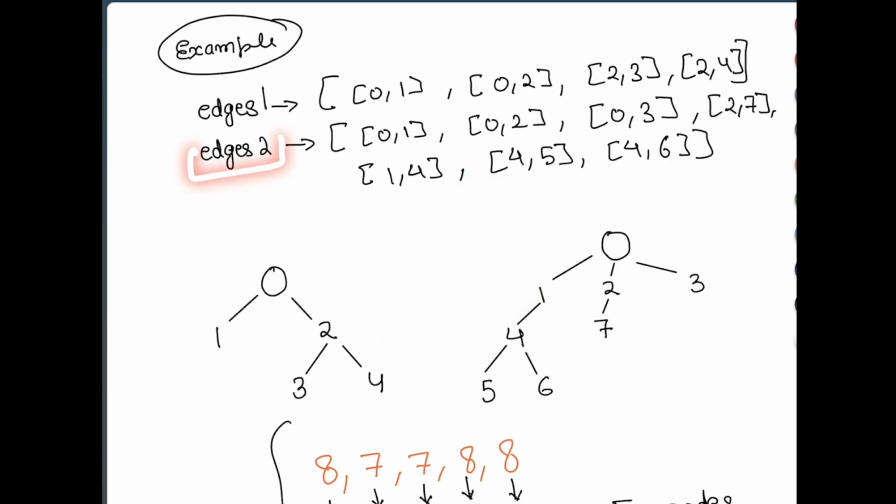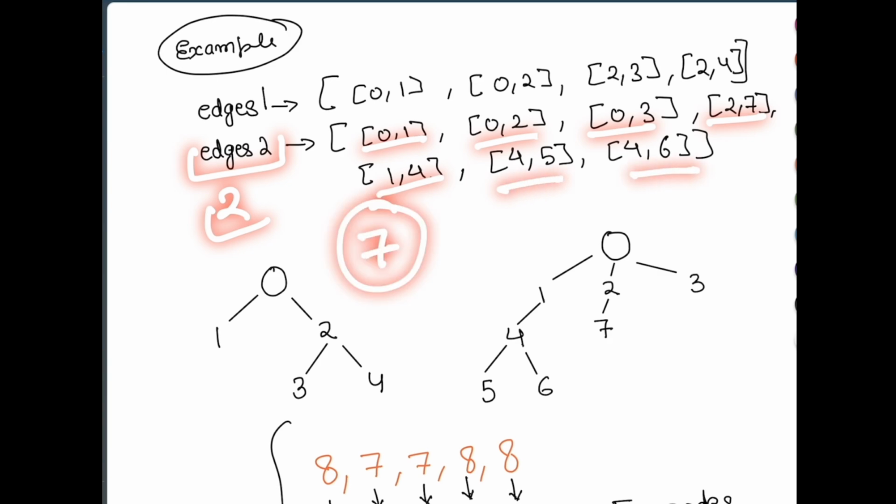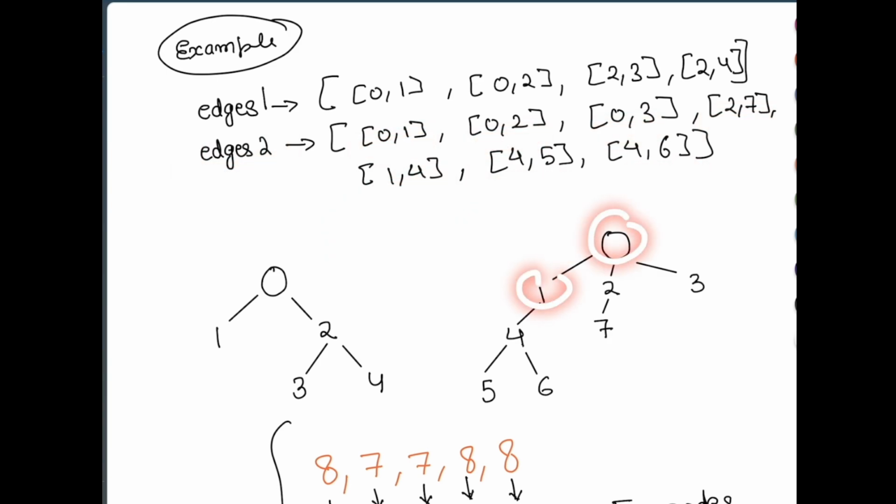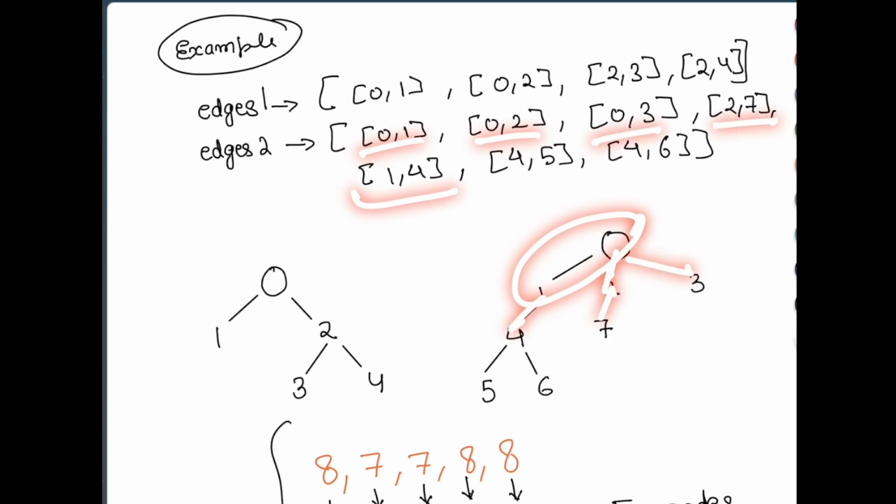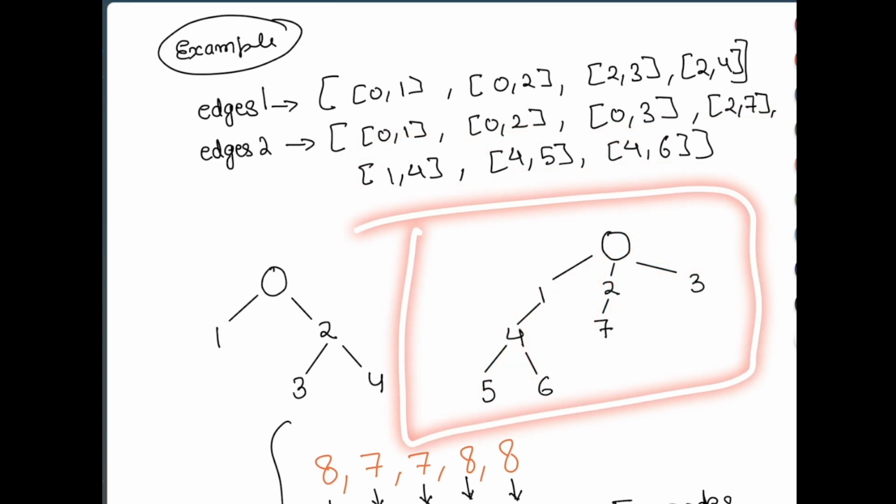Similarly, for edges 2, that is for the second tree, you have a total of 7 edges, so you will have a total of 8 nodes: 0, 1, 2, 3, 4, 5, 6, 7. And the edges are 0-1, 0-2, 0-3, 2-7, 1-4, 4-5, 4-6. These edges create a tree something like this.